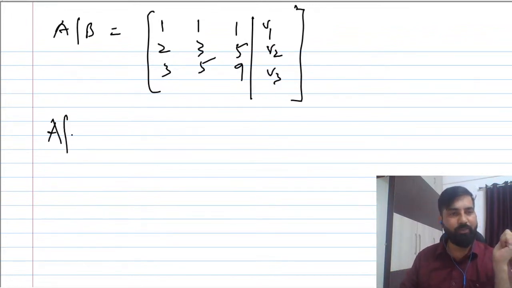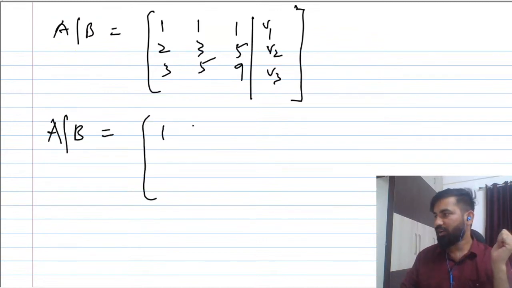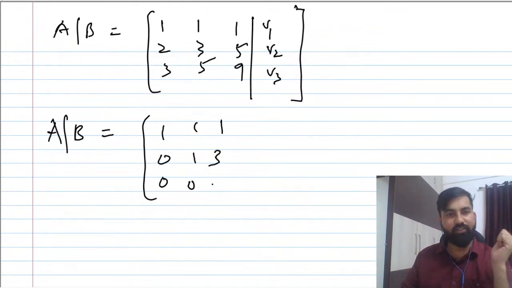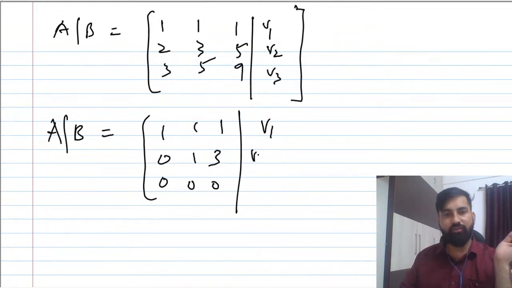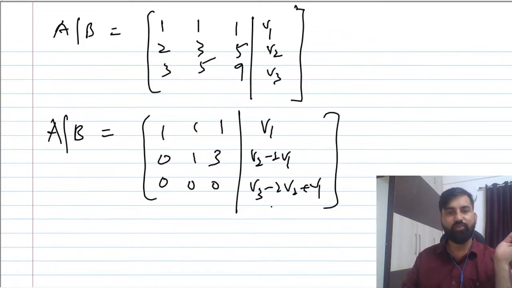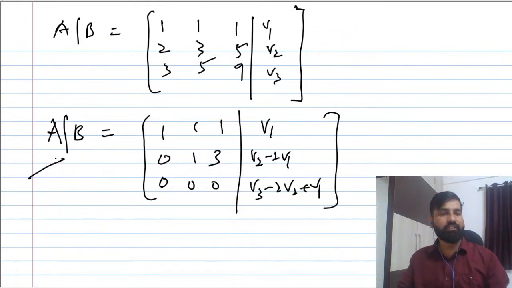If you apply the elimination process, you might get something like this: 1 1 1, 0 1 3, and suppose you got 0 0 0 here. And here also v1, v2 minus 2 v1, and this is v3 minus 2 v2 plus v1. You got this situation after applying elimination to this matrix.